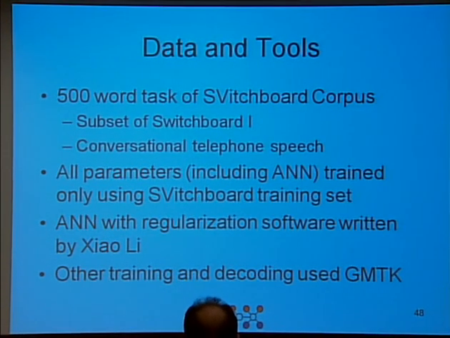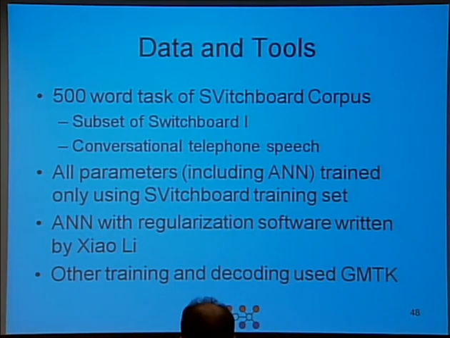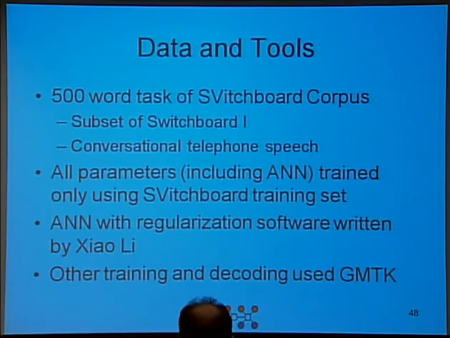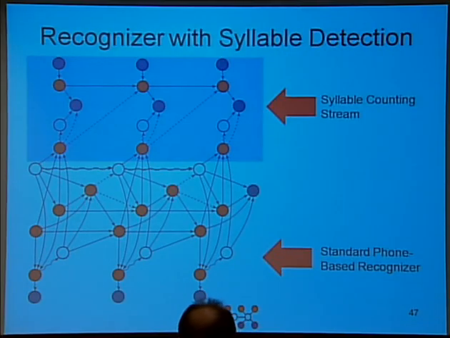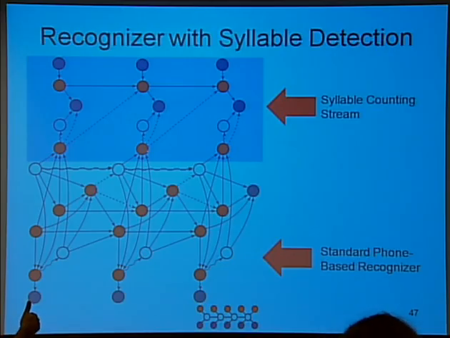Okay, the experiments were performed on the 500-word task of Switchboard. Just go back for a minute. Let me make sure I followed this basic idea. So the lower white slab, the uncolored one, is your standard phone recognizer. And every time your phone recognizer goes through the end of a phoneme, if it also happens to be the end of a syllable, the lowest red circle says 1, saying I have reached a transition point. Yes.